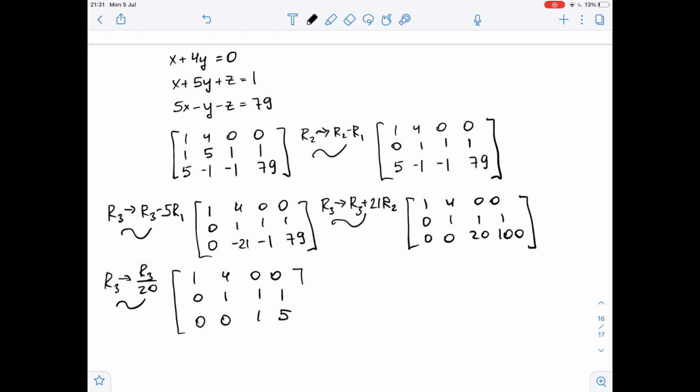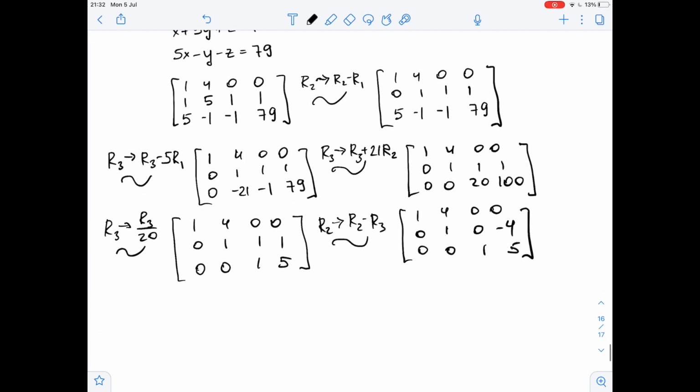And our next step is to subtract the third row from the second row. So row 2 becomes row 2 minus row 3. And we get 1, 4, 0, 0, 0, 1, 0, -4, 0, 0, 1, 5.